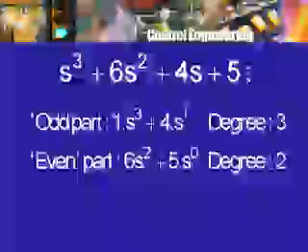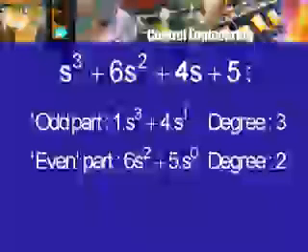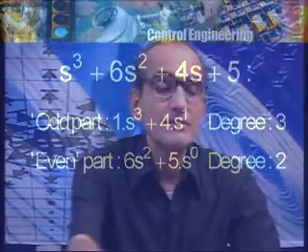So, I will get 6s square plus 5 into s to the 0, and in this case, because the degree of the polynomial is an odd number 3, the odd part is of degree 3, the even part is of degree 2, and therefore, the degree of the odd part is greater than the degree of the even part. Now, I can take an example in which the situation will be reversed, and so let us take a look at that example.